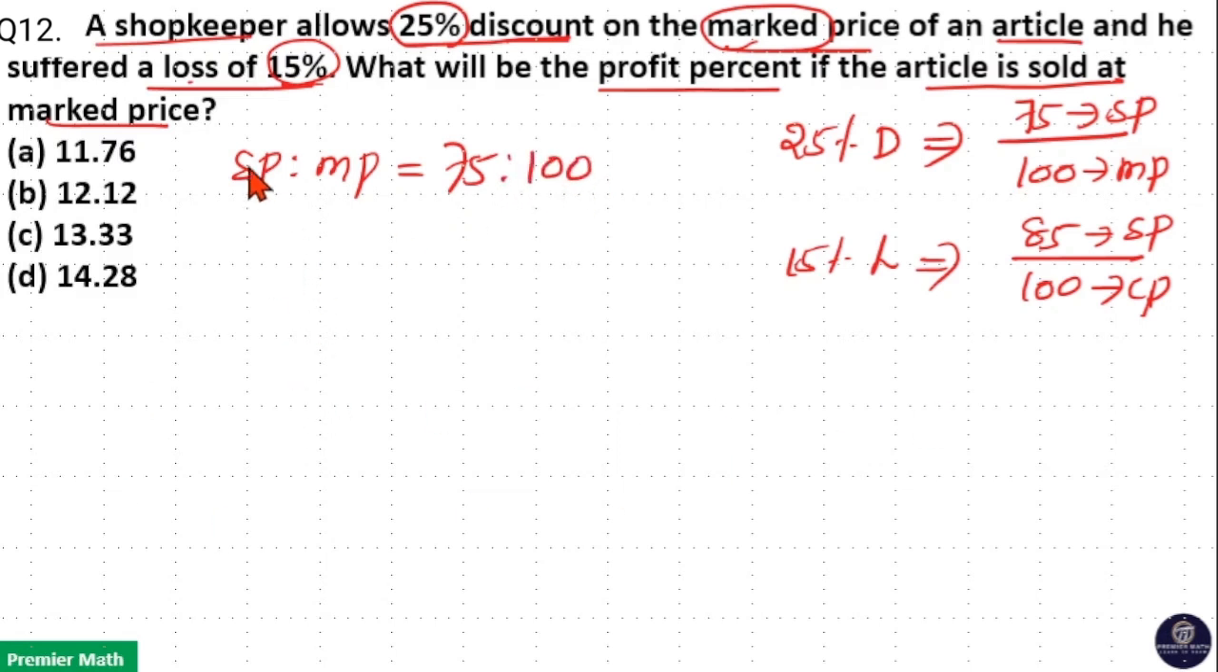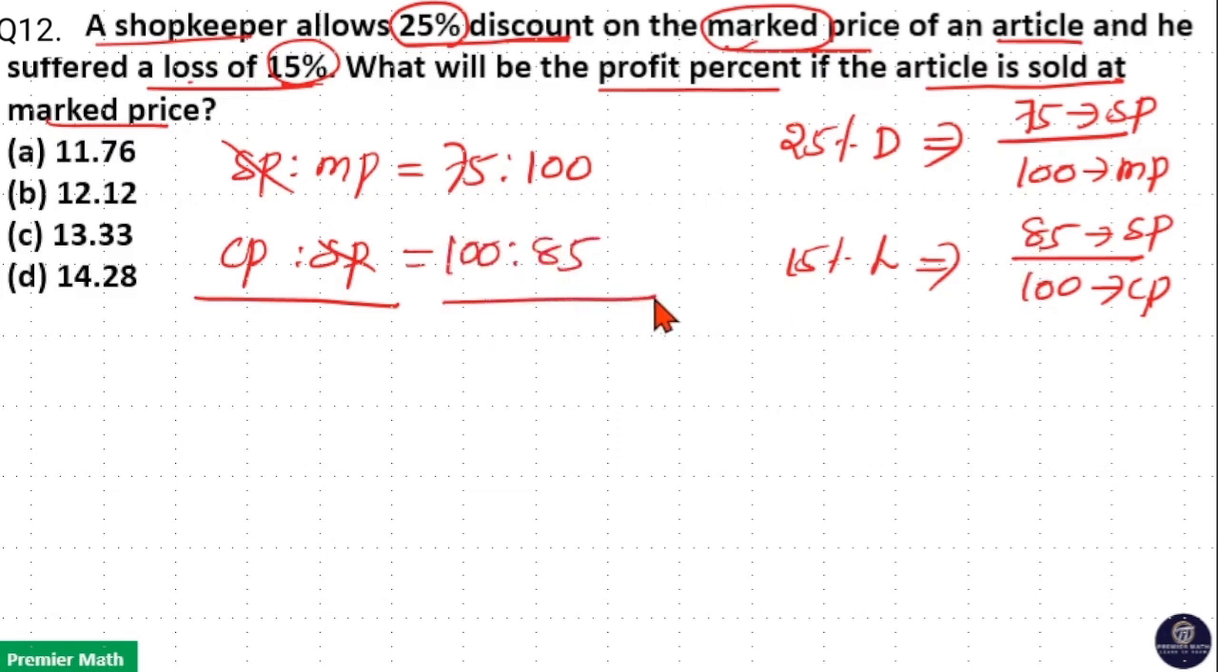And I need to cancel sell price here. So, take the ratio of cost price and sell price. So, I can cancel the sell price here. Cost price and sell price ratio in the second is equal to 100:85. Now, I'll get cost price and mark price ratio. Here 100 cancels. So, 75:85 is the cost price and mark price ratio.